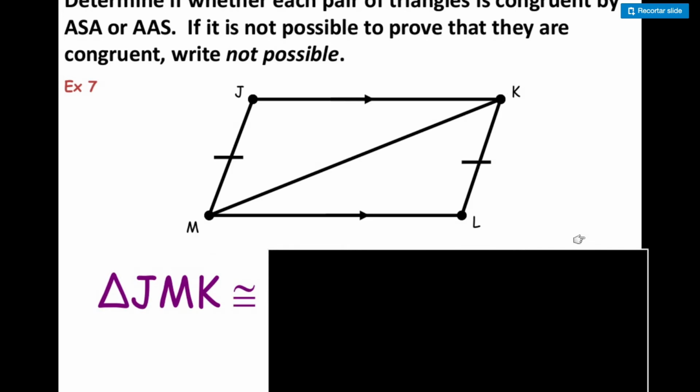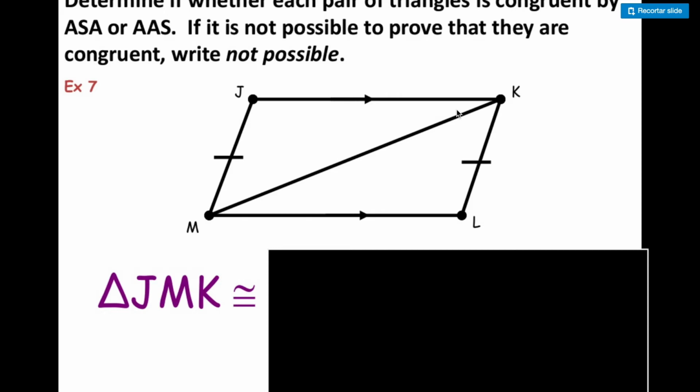Example 7. Determine whether each pair of triangles is congruent by angle, side, angle or angle, angle, side. If it is not possible to prove that they are congruent, write not possible. Shared side. If it's not marked, you must mark it yourself as congruent to itself. Notice we have parallel lines. So that means we also have these alternate interior angles congruent. So then I will have side, side, angle. Well, that's one of the reasons we cannot use. So forget that one.